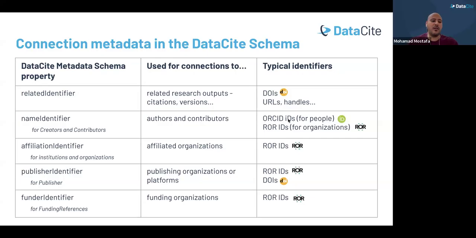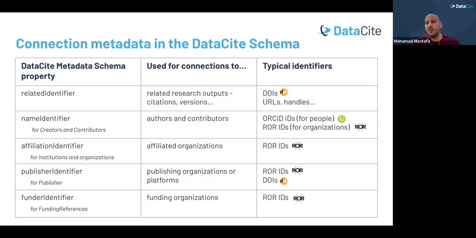For people and researchers, you can use the ORCID ID, and for organizations, you can use the ROR ID. Then we have the affiliation identifier, which you can use to connect to organizations. So if you want to acknowledge an organization that contributed to producing this output, you can use the ROR ID. Then we have a publisher identifier as well. If you want to acknowledge a repository platform, you can do that through the ROR or the DOI. And for funding references, to acknowledge the funder itself, you can also use the ROR ID.